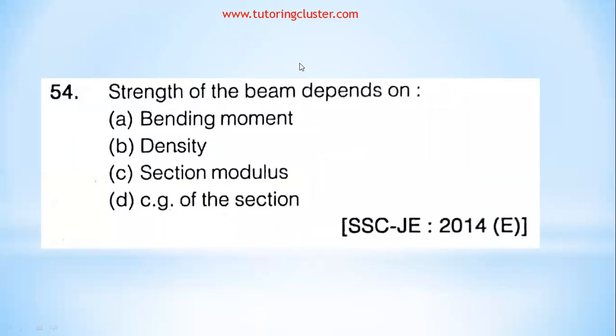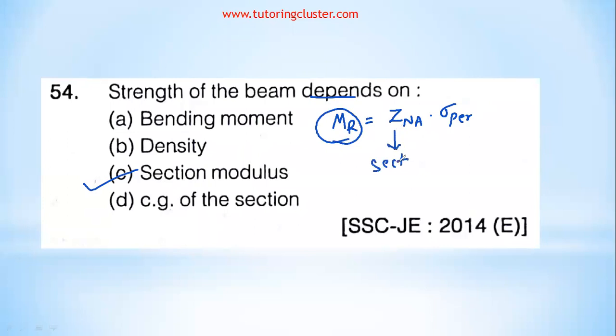The strength of beam depends on. Okay, now strength of beam basically it depends on what? Section modulus. So moment of resistance MR is equal to Z at neutral axis into permissible stress. Okay, so what is MR here? Moment of resistance. Z, this is what? Section modulus. Okay, and what is sigma? This is permissible stress.